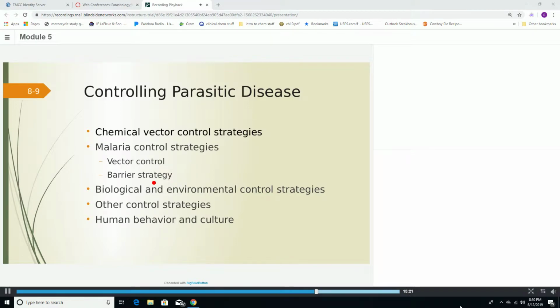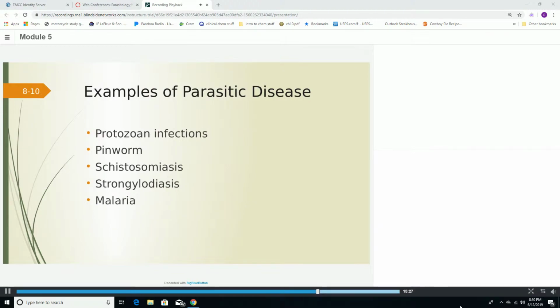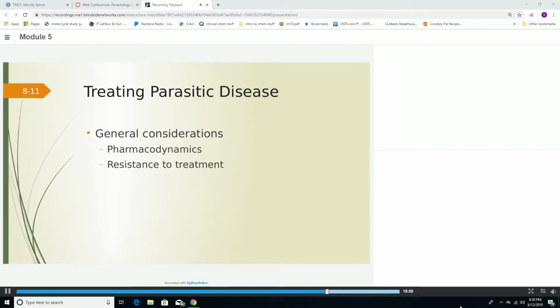And again, this is something you will uncover as you are outlining these chapters. You are expected to be reading this book and highlighting the main points. So you could get the main points a little bit from lecture and a little bit from your own readings. Examples of parasitic disease: protozoan infections, pinworm infections, schistosomiasis, and malaria. I'm not going to go through and discuss these parasitic diseases because you should have gone through them already throughout the previous chapters. So we're going to go right into treating parasitic diseases.